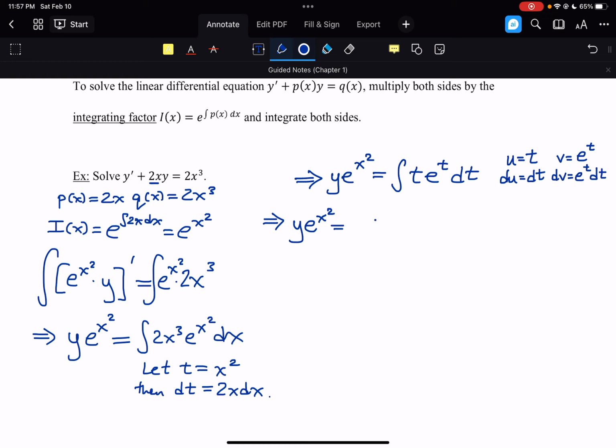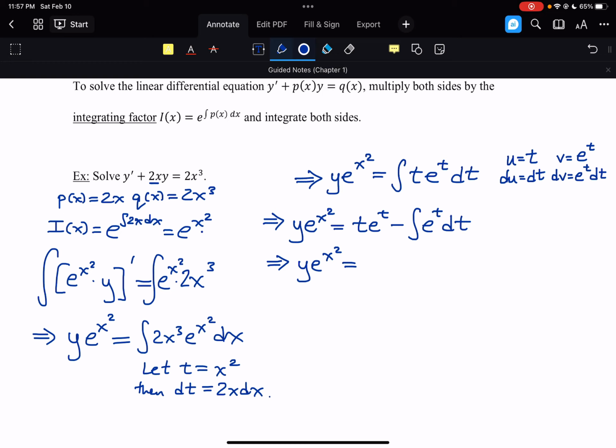From there we get u times v minus the integral of v du. That's our integration by parts formula. So that's t e to the t minus the integral of e to the t dt. So we've still got our left-hand side intact here. Notice all of the new stuff that we've learned is already done.